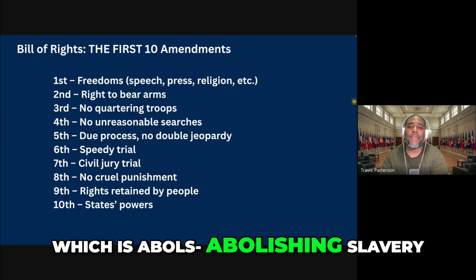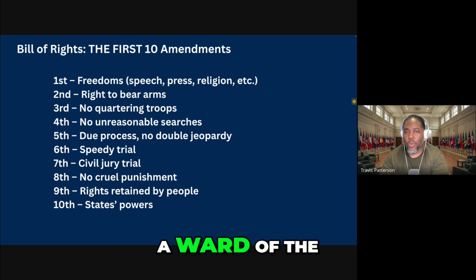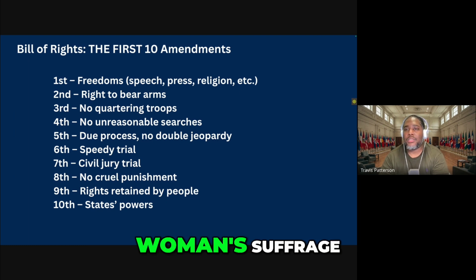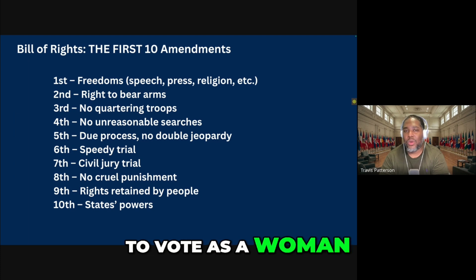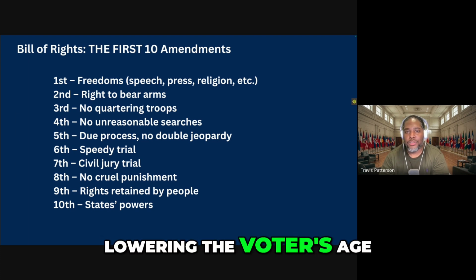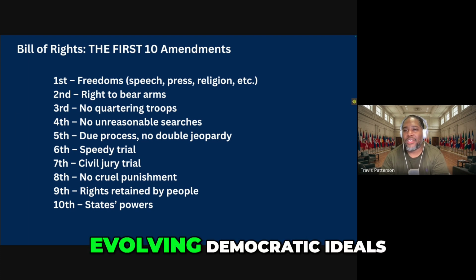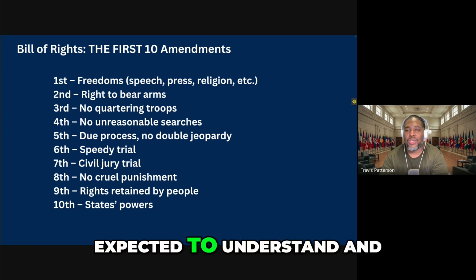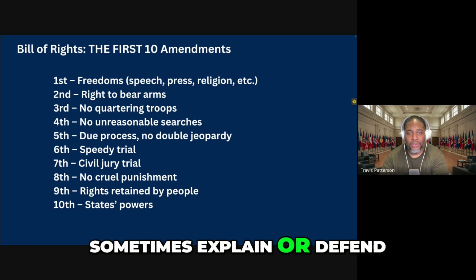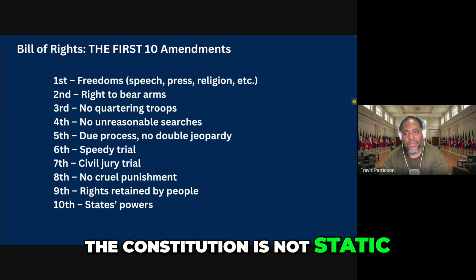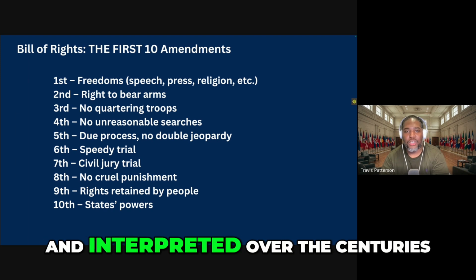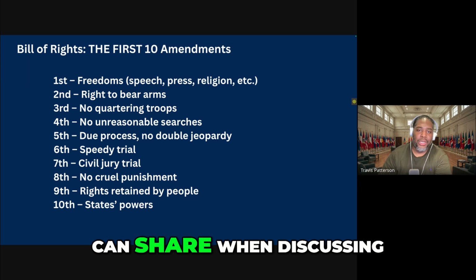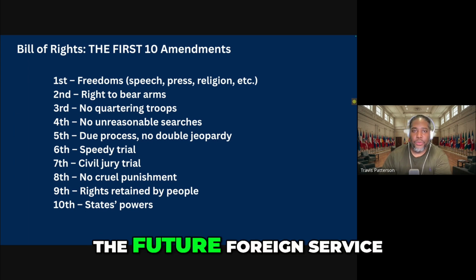Even amendments like the 13th, which abolished slavery and makes it illegal unless you are a ward of the state, and the 19th Amendment, women's suffrage, and lowering the voting age, reflect evolving democratic ideals that Americans are expected to understand and sometimes explain. The Constitution is not static. It has been amended and interpreted over centuries, and that adaptability is one of the most powerful narratives a diplomat can share when discussing governance.